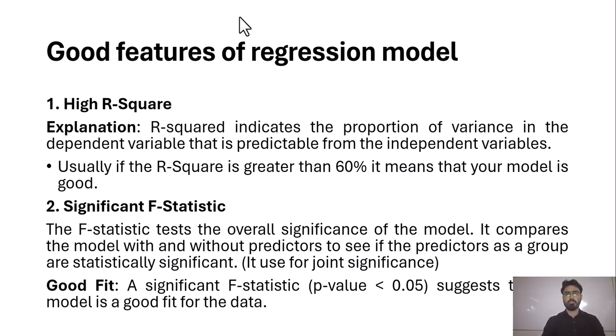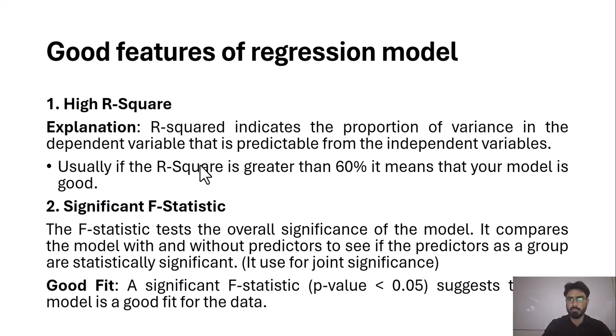model are. So the first feature of the regression model is that the model should have a high R square. So what is meant by R square, or what does R square show? Basically, R square shows how much variation in your dependent variable is due to the independent variables which you have included in your model. So R square indicates the proportion of variance in the dependent variable that is predictable from the independent variables.